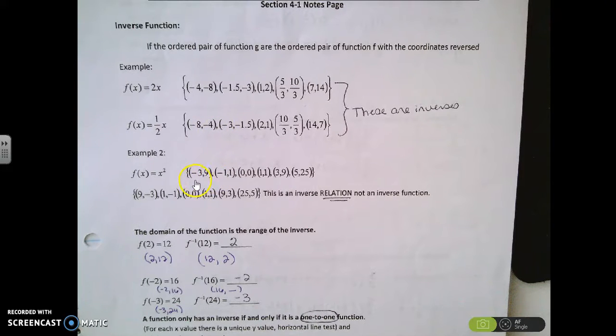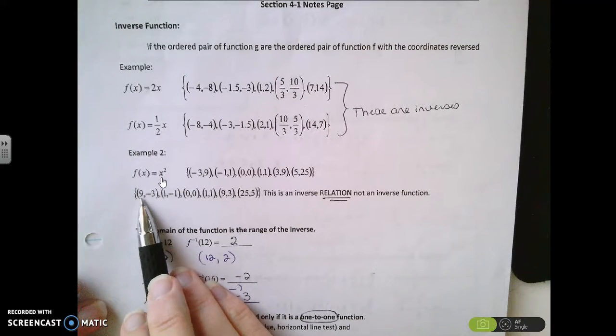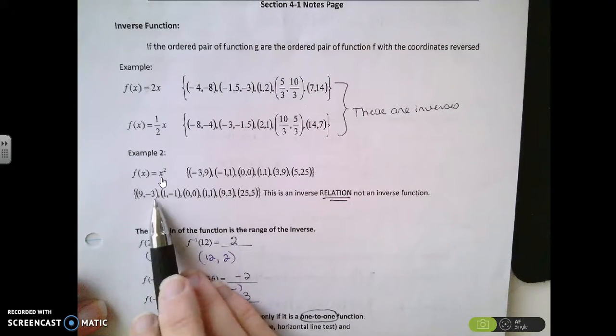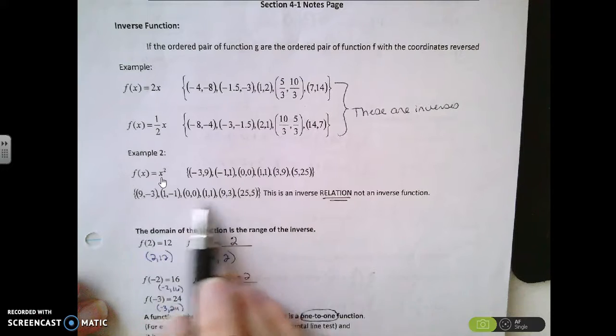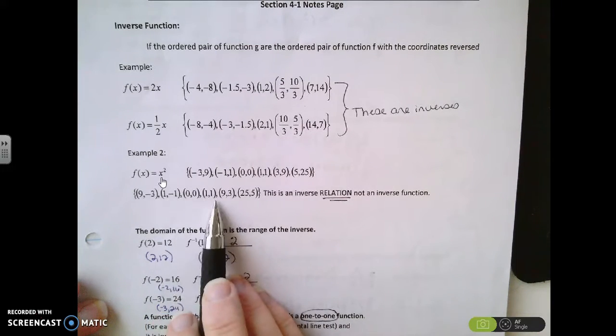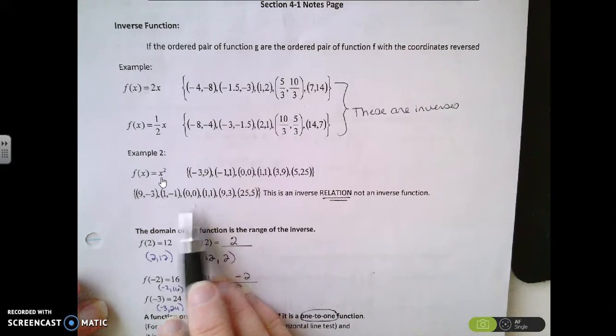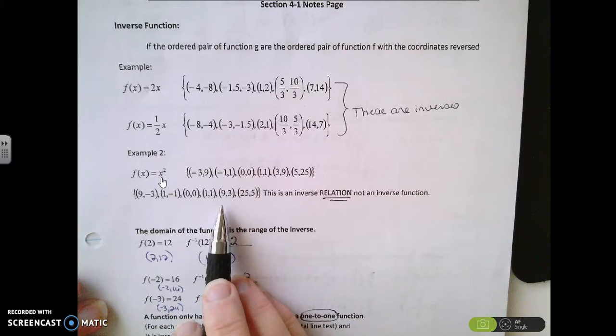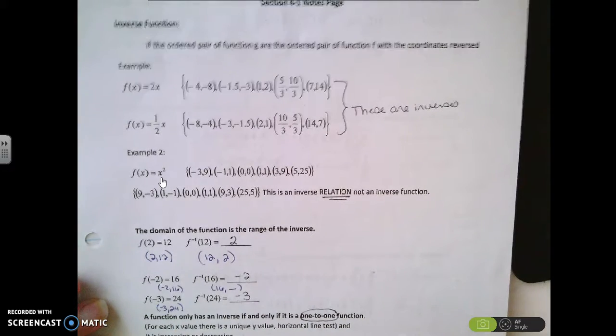So when I do the same thing for this function, now x squared is going to be a quadratic, right? So if you take a quadratic and you switch all the coordinates, you'll notice that you have 9, -3, and 1, -1. So what we have here is not a function, because you notice that the ones repeat and have different values, and the 9s are repeating. So this isn't actually a function.